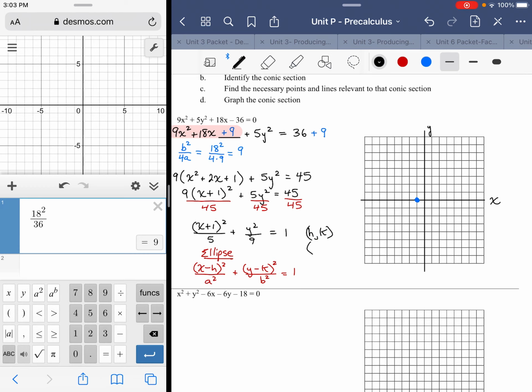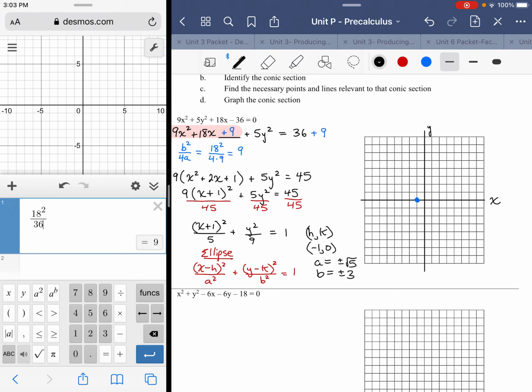And k, well, there is no k, so it's got to be 0. So that's our center. All right. The a value is √5. Really plus or minus, because if a squared is equal to 5, then a is going to be equal to plus or minus the square root of 5, and b would be equal to plus or minus 3.